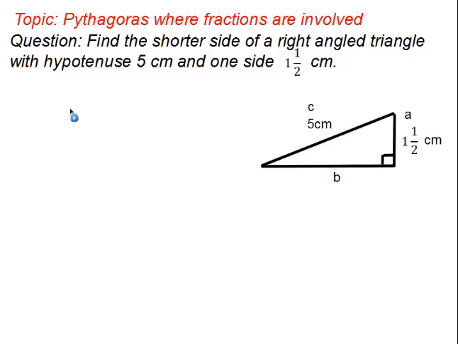In this problem in Pythagoras' theorem, fractions are involved. The question is, find the shortest side of a right-angled triangle with a hypotenuse of 5 and one side 1.5. Now the diagram's been drawn for us.